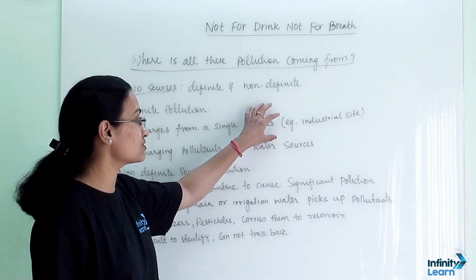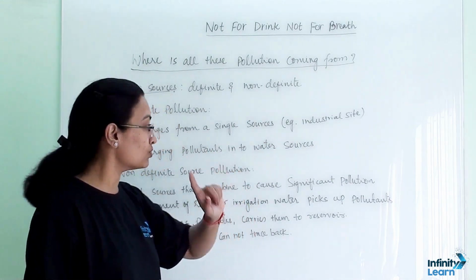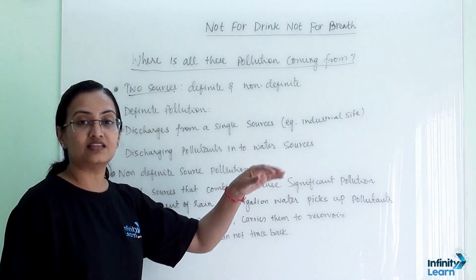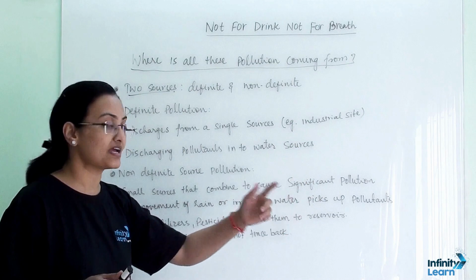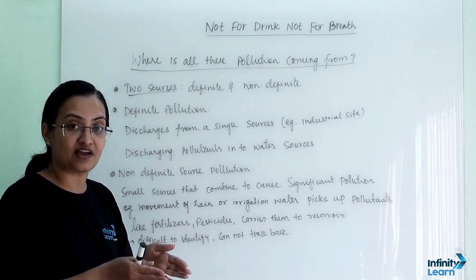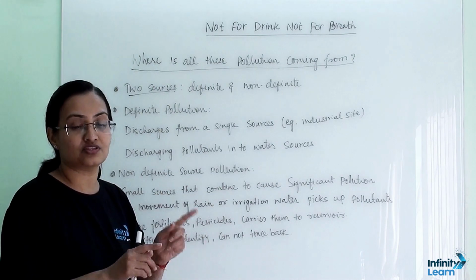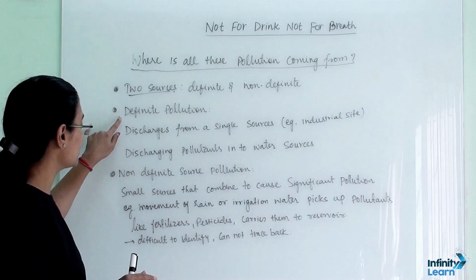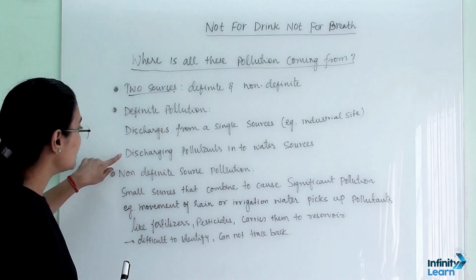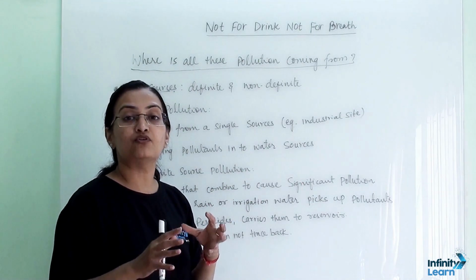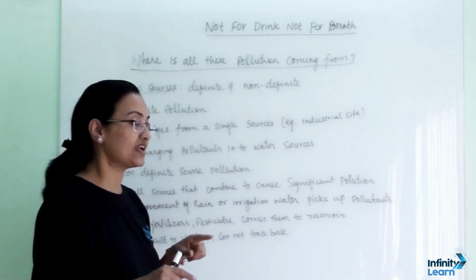So that source is the indigenous source, that is the only source, and we can locate the source of pollution, that this pollution is coming from this site. So that is known as definite pollution, where we can locate the pollution, that this pollution is coming from this specific site. Again, the discharging of pollutant into the water sources. So all these types of pollution are known as definite pollution.